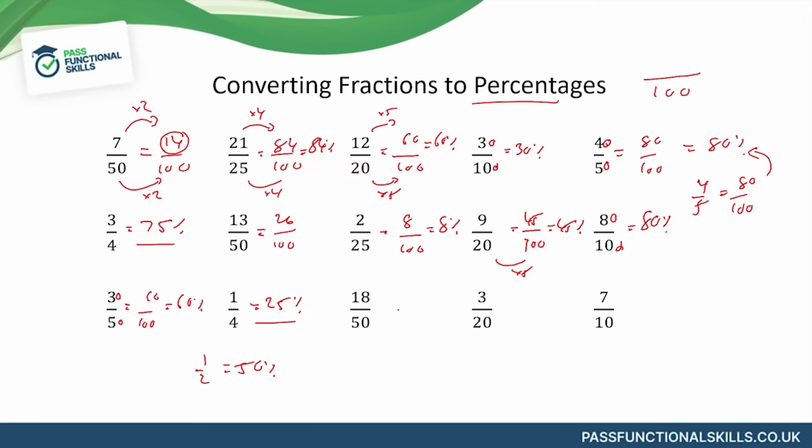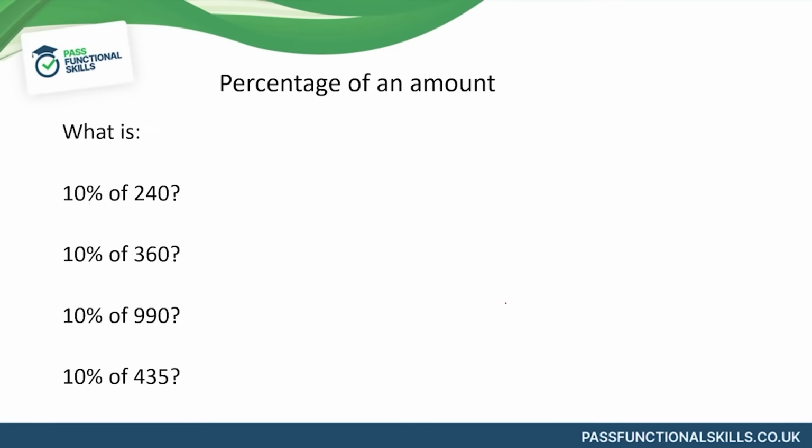A quarter is 25%. 18 over 50, double the top, double the bottom, so that is 36%. 3 over 20, the bottom is being multiplied by 5, so do the same to the top, so that's 15%. And 7 over 10, just stick a 0 on, so 70%. So some of them are much easier than others. The denominators of 20, 25 and 5 can be a bit of a fiddle, but as long as you've got a denominator that is a factor of 100, then it's all relatively straightforward.